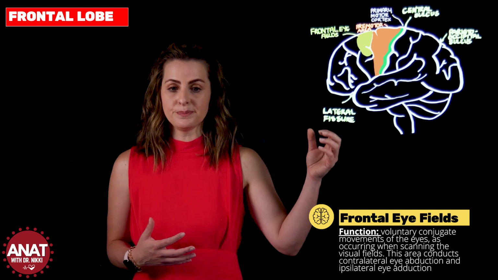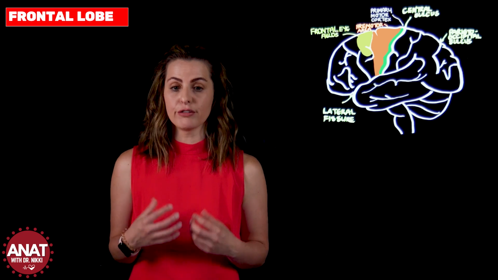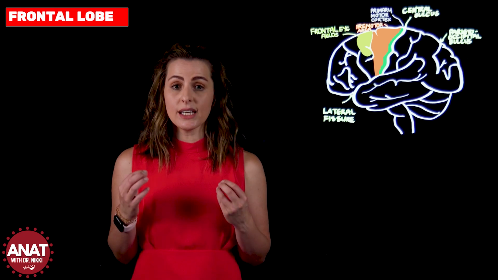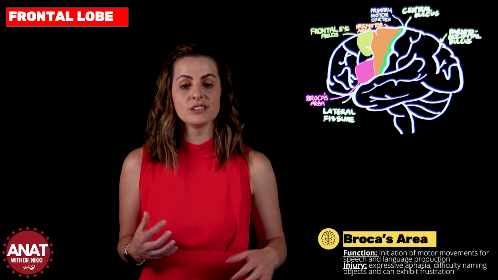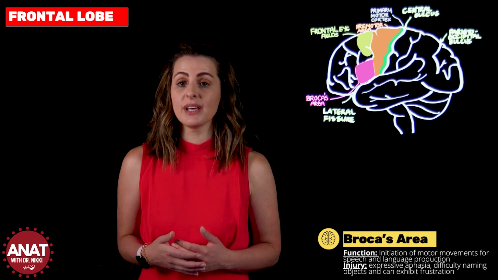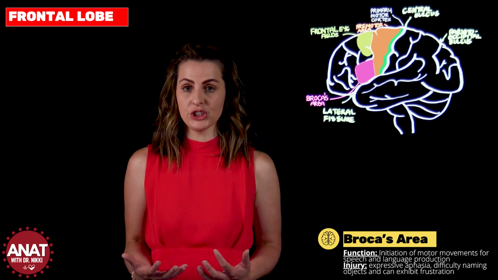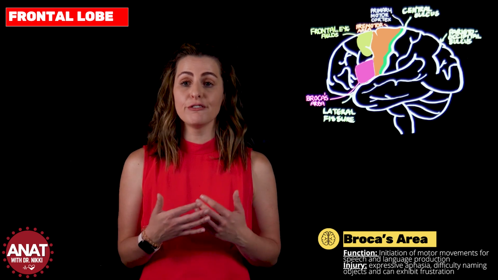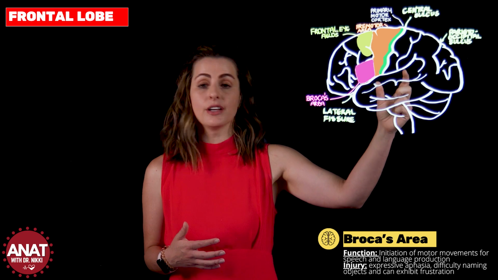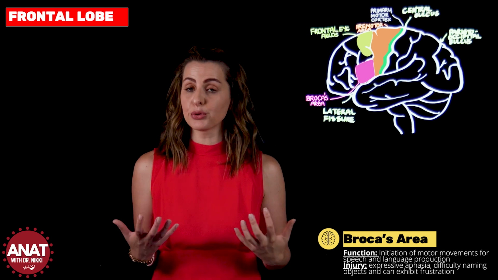Inferior to this region then, specifically on the left inferior frontal gyrus, we find a really important speech area that is called Broca's area. Broca's area is only found in the dominant hemisphere, which is going to be the left hemisphere in most of the population. It is going to communicate with another important speech area, referred to as Wernicke's area, that is located on the superior temporal gyrus or temporal lobe.